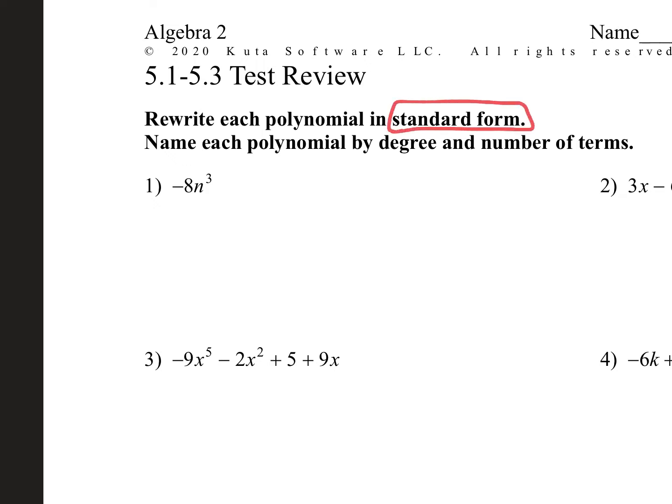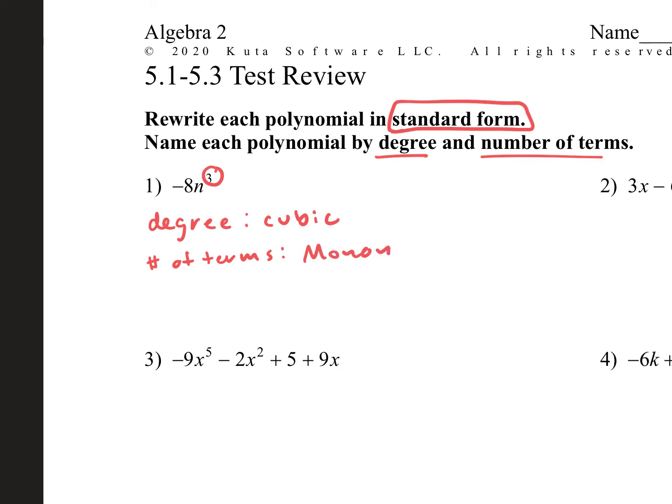Don't forget to put it in standard form and then classify by the degree and number of terms. So if it only has one term, it's already in standard form. How can we classify this by degree? By the exponent. So what does the 3 mean? Cubic. And then how many terms do we have? Monomial. Perfect. So one term means monomial.